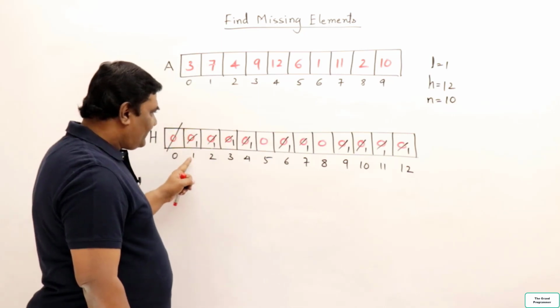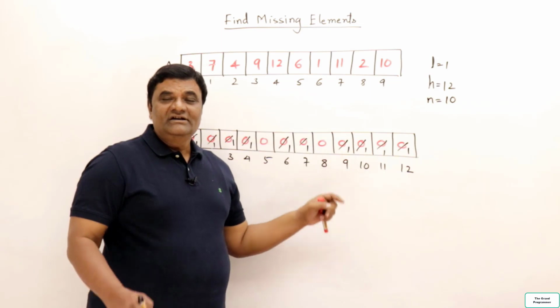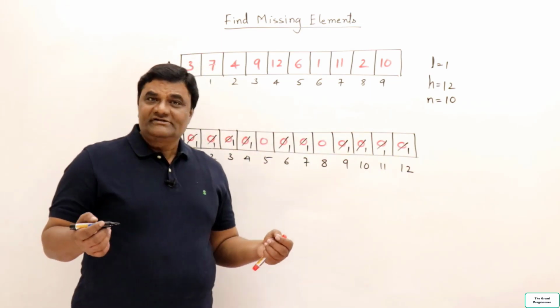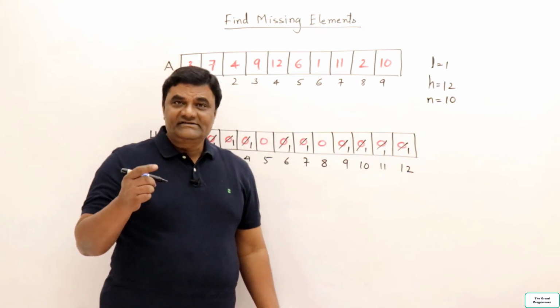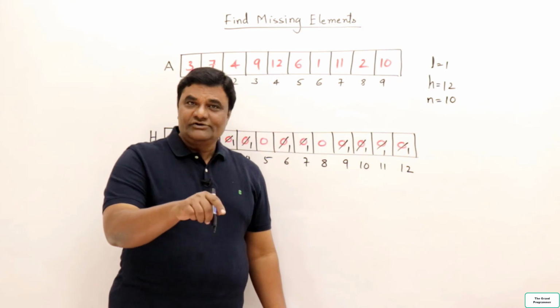So from 1 to 12, if you see, there are 2 places that are still zeros, which means those elements are missing. So this procedure looks simple and faster. Yes, what is the work we have done? Let us analyze the time, then I will show you the code.